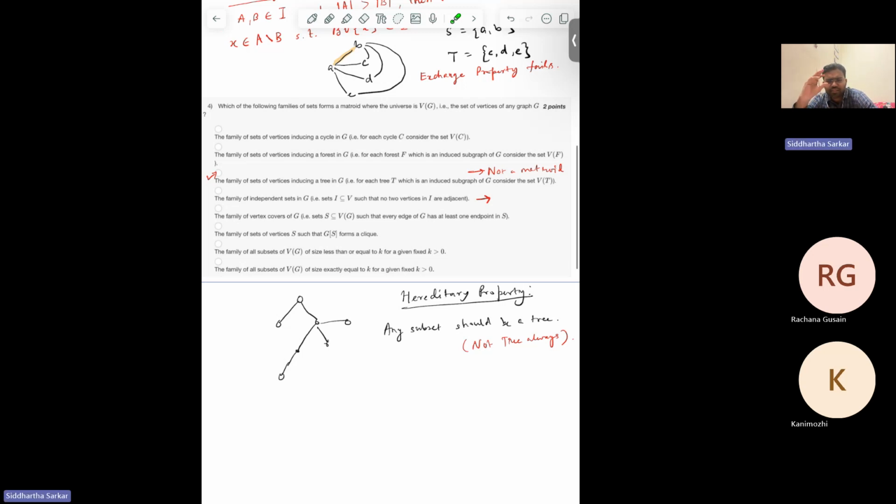So consider an independent set. Any subset of an independent set, is it also an independent set? So that is true, right? So if you have a graph where you have been given a set of vertices which forms an independent set, so any vertex subset of the independent set is also going to be an independent set. So the hereditary property is fine. So we have to only check whether the exchange property holds true or not.